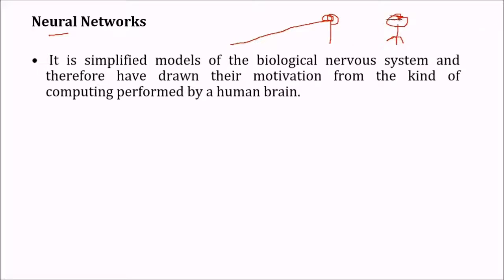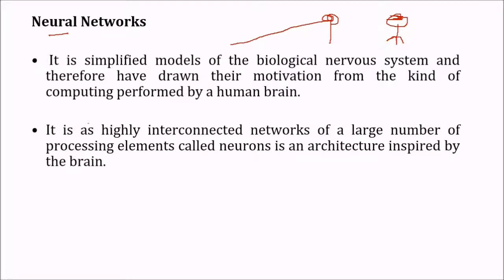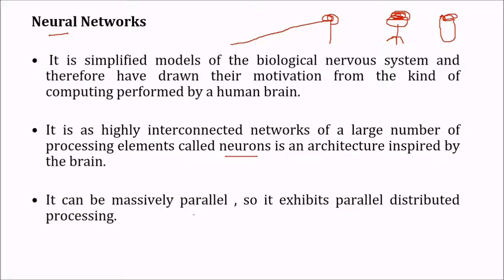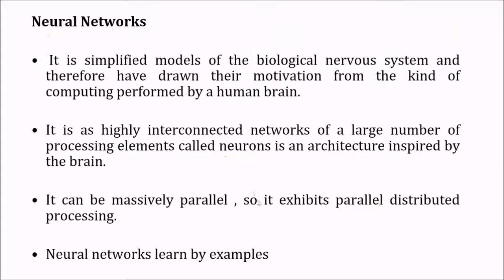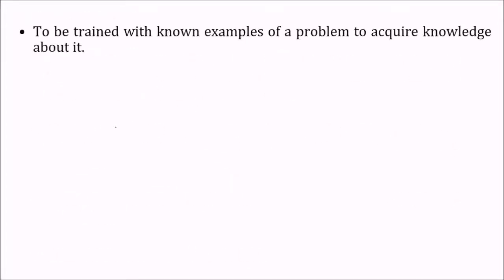It is a highly interconnected network of a large number of processing elements, which we call neurons, and the architecture is inspired by the brain, where we have a number of neurons. Every time they are getting experience, every time they are giving feedback, making our brain intelligent. So it can be massively parallel, and it exhibits parallel distributed processing. Neural networks learn by examples, learn by experience, learn by what we can call feedback.